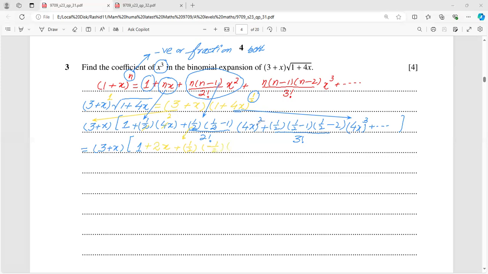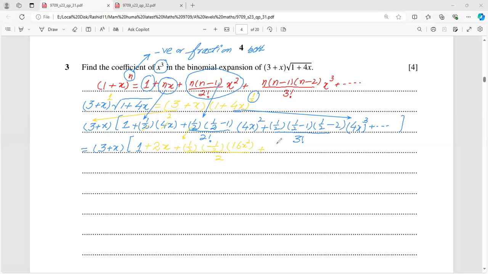Now, 4x whole square becomes 16x square, and whole divided by 1 by 2. Similarly, the third term you have to calculate. The third term is, I will change the color of the marker. Suppose that is the green. I have to write this whole expression.